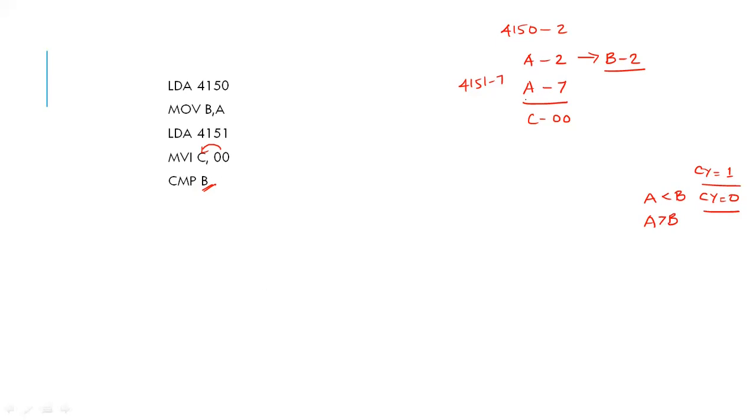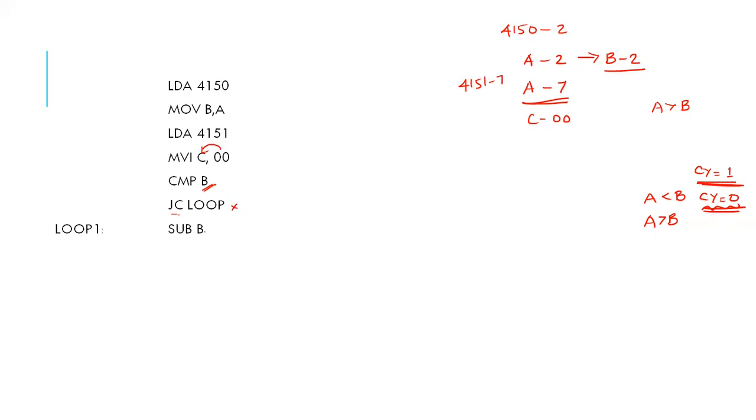So here, compare B means I'm going to compare the A value with the B value. In our case, A is greater than B, so the carry flag will be 0. Here it is given as jump if carry. JC means jump if carry to loop. Since there is no carry, and jump if carry means carry should be equal to 1, this operation will not be performed now.